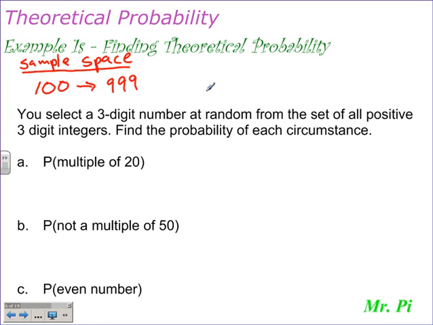To figure out this sample space, I'm going to give us an easy example to start with, and I'll do that over here in green. How many numbers are there from 1 to 10? And of course, you're going to say, well, there are 10 numbers from 1 to 10.